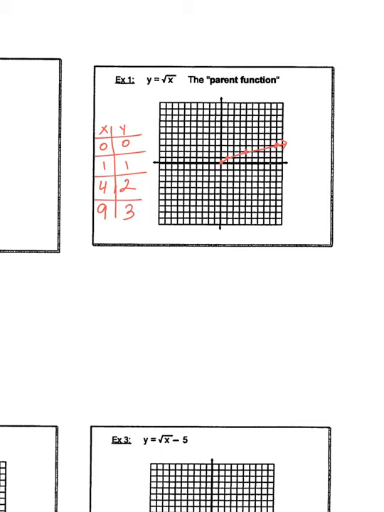So I personally am not going to be making this table all the time. I'm just going to count over 1, up 1, over 4, up 2, over 9, up 3 because the square root of 9 is 3.